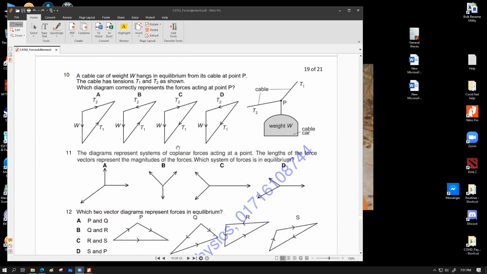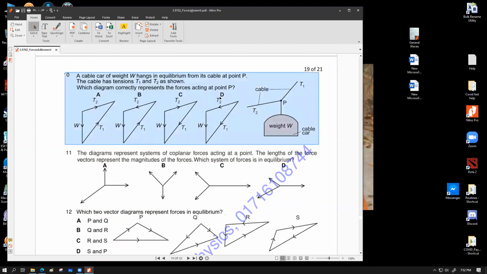A cable car of weight W hangs in equilibrium from its cable at point P. The cable has tensions T1 and T2 as shown. Which diagram correctly represents the forces acting at point P? Since T1 and T2 are labeled as tension, they will always be going away from the connection point, which means T1 should be going upward right, and T2 should pull the rope from the point P to the leftward down. So these are the two directions.